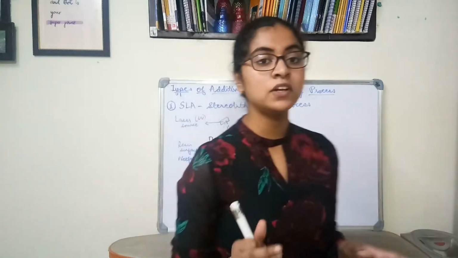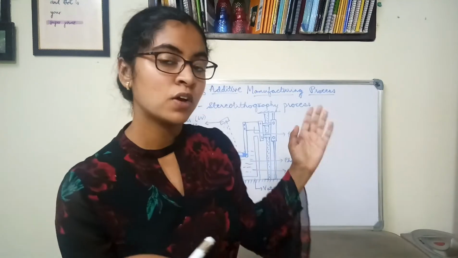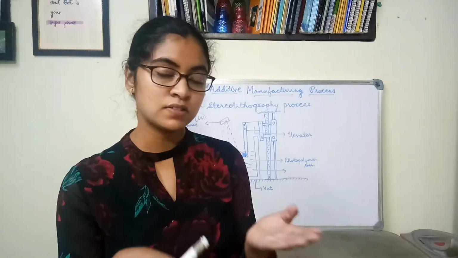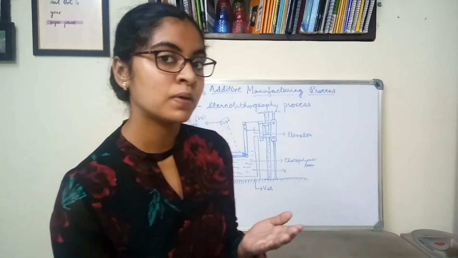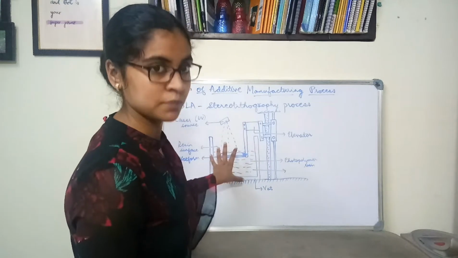So just like any other additive manufacturing process, SLA, the first two steps remain the same. We're going to input the design in the computer using the CAD software. The second step, it is sliced. The design is going to be sliced. And the third step, the 3D CAD data sheet is sent into the 3D printer setup.